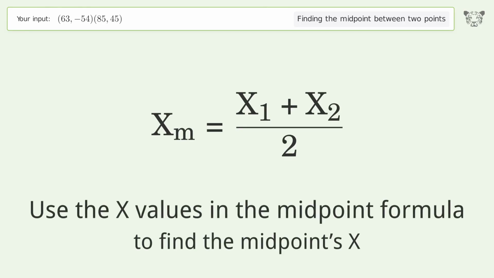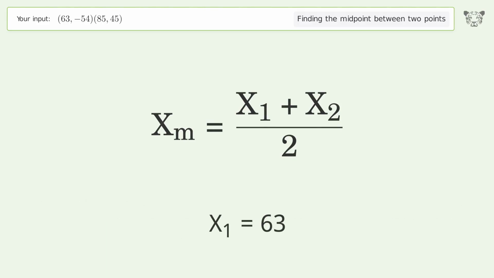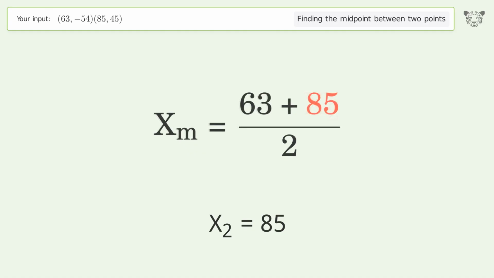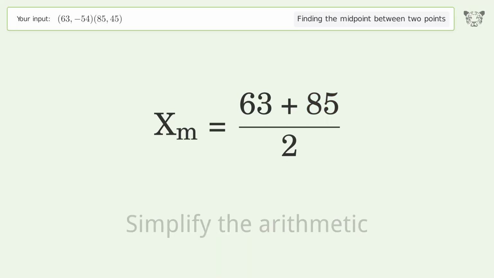Use the x values in the midpoint formula to find the midpoint's x. x1 equals 63. x2 equals 85. Simplify the arithmetic.